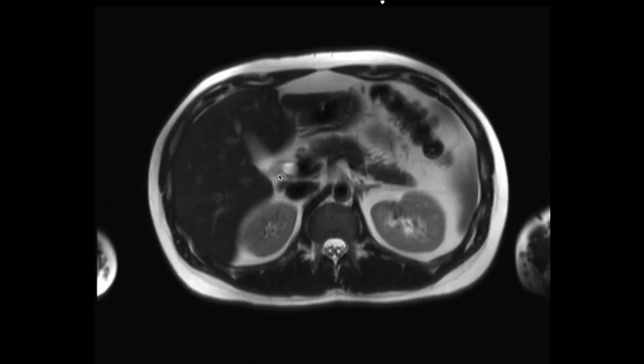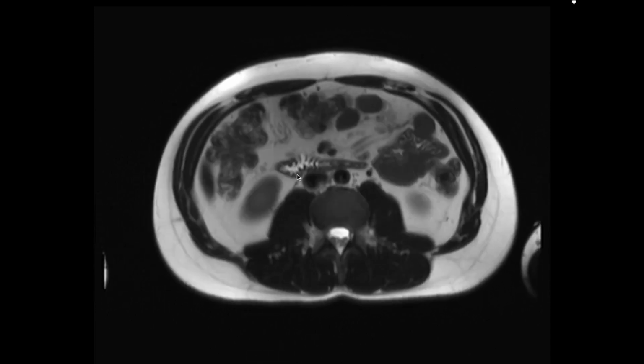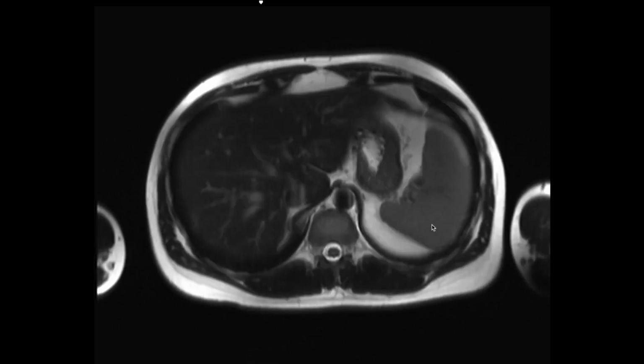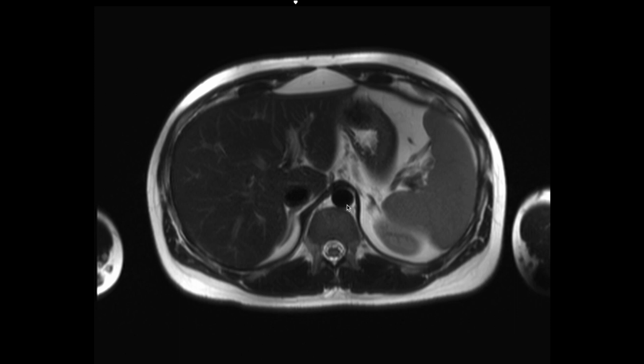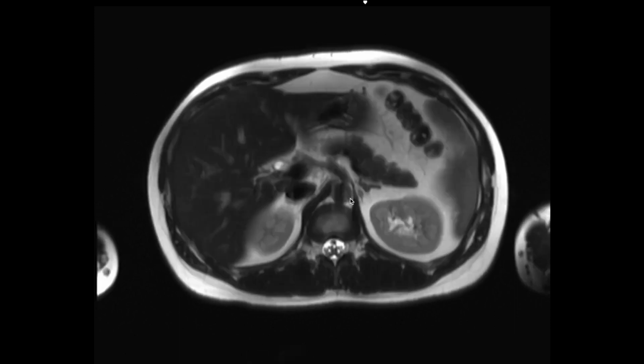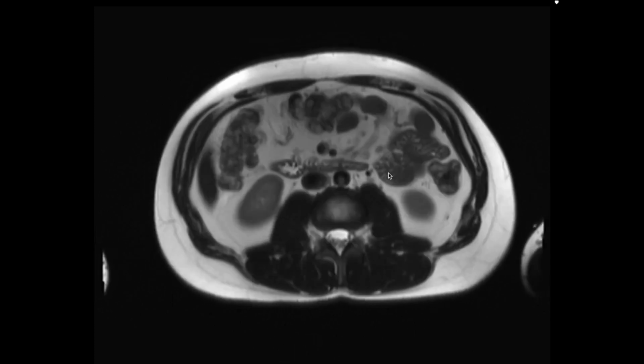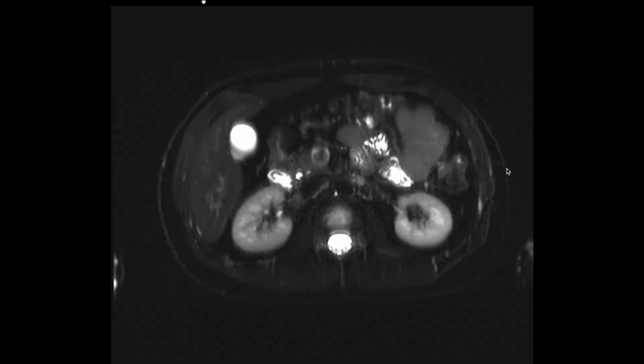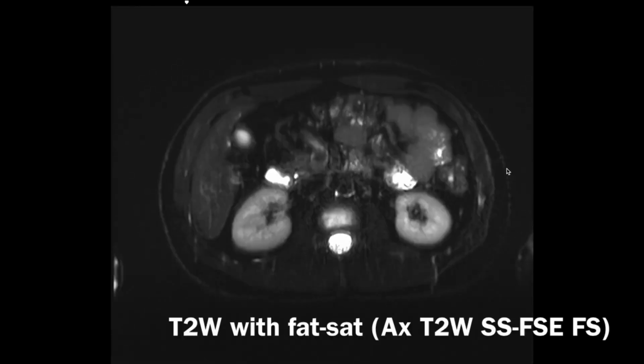You see there's no biliary duct dilatation. And you can see what normal kidneys look like. You also notice that there is very dark vasculature. Remember, we talked about why that was when we talked about what flowing blood looked like on these sequences. Next, we generally perform a T2 weighted image with fat saturation.